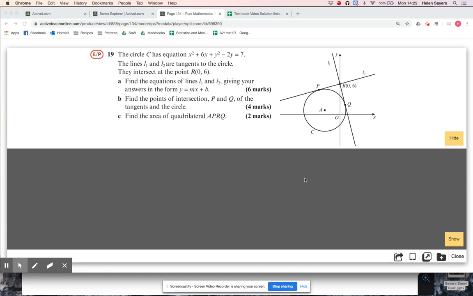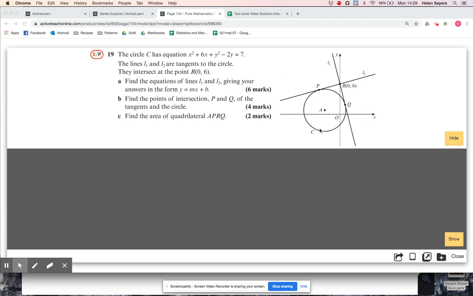Okay, we're looking at mixed exercise 6 from the first year core textbook. So we're looking at circles and we're on question 19. We've got an exam question, which is good because we can see how many marks each part's worth. It's also problem solving, so we're going to have to think carefully about how to tackle it.